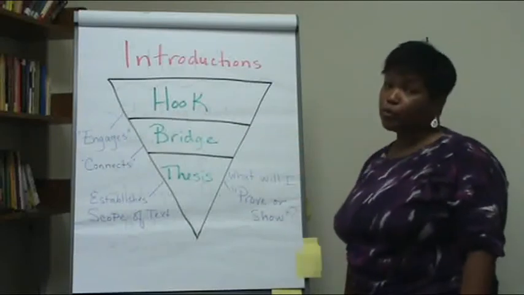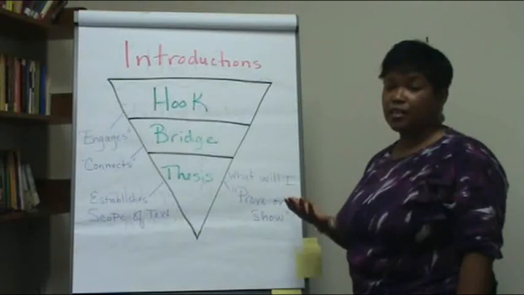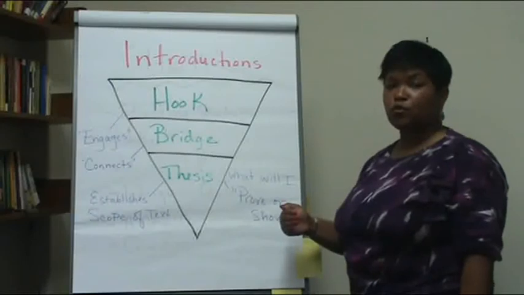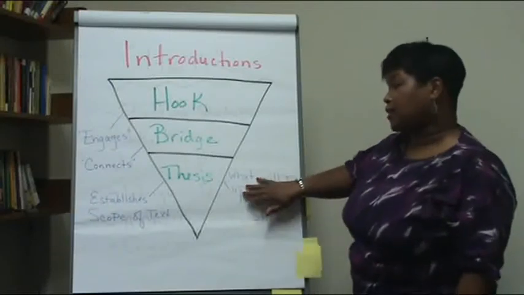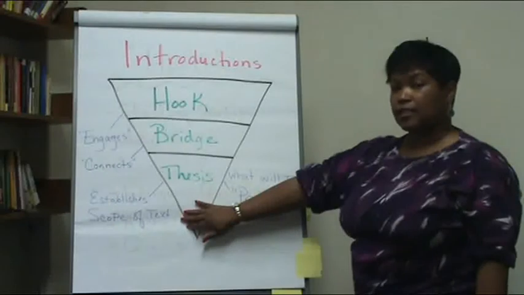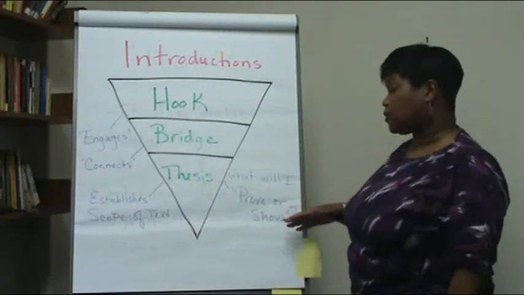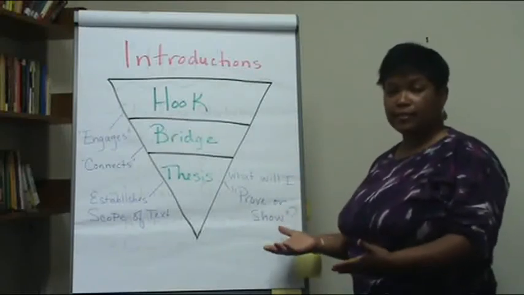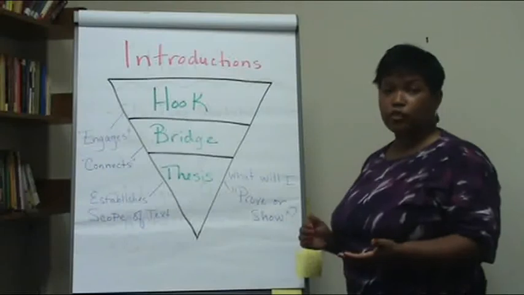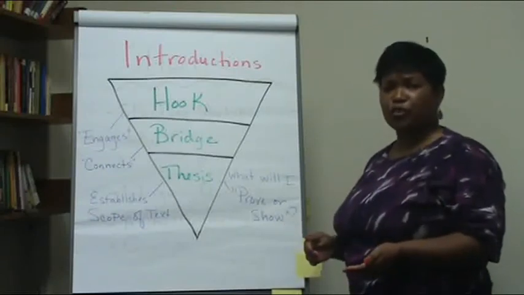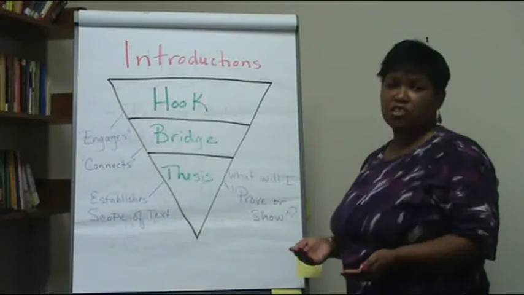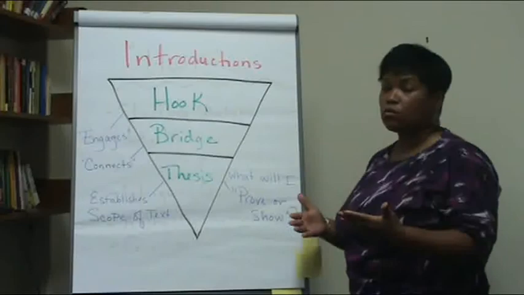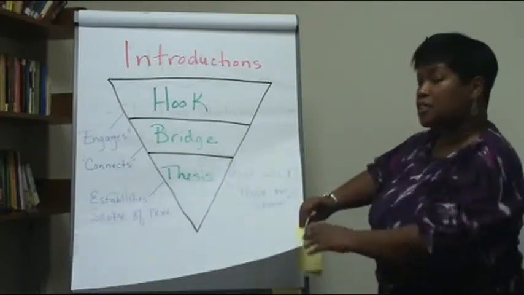Then the bridge does what bridges do. It connects. And so you have to think about connecting what you have thrown at your reader with the hook to what you actually want to prove or show in the essay overall. And then finally, the thesis statement, that helps to establish the scope of your text, and it also helps to explain essentially what you're trying to prove or show when you're writing this essay. And so if you don't yourself know what you're trying to prove or show, it's going to be kind of hard for your readers to follow along because you will essentially just meander wherever your thoughts might take you rather than having a clear direction. So let's talk about those parts of the introduction specifically.